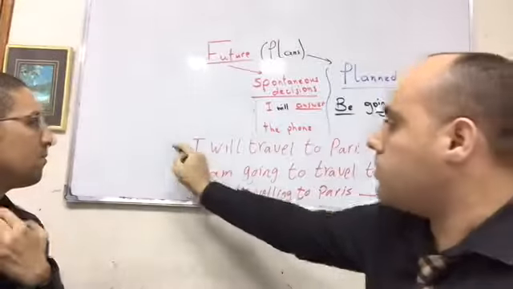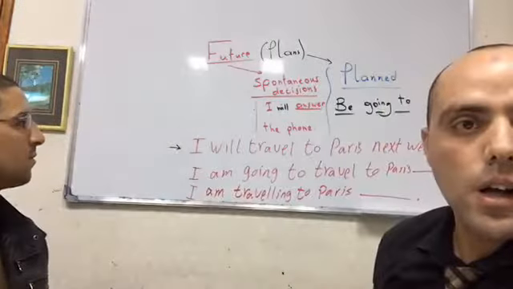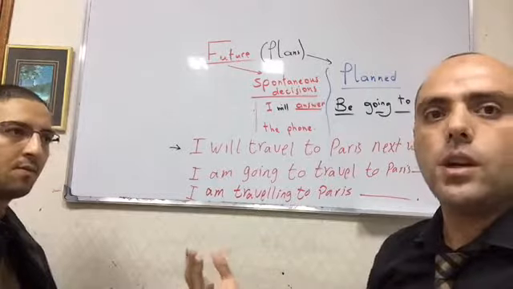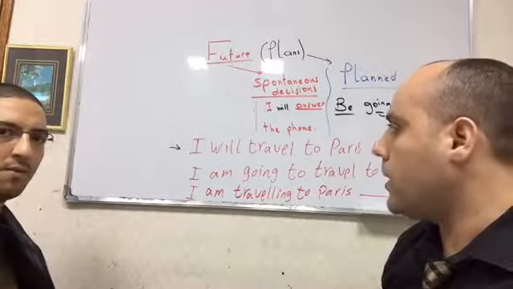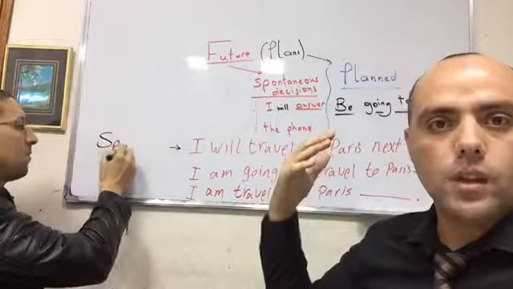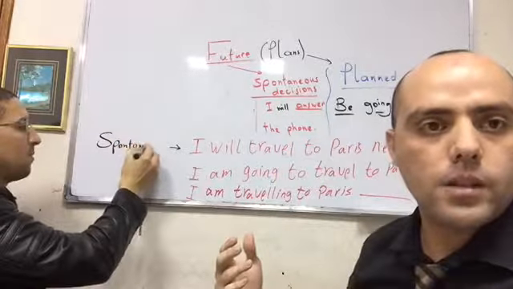So let us see. Here, as Mr. Ahmed told us, we're going to use will with just spontaneous decisions. Just like I'm sitting right now and I've made a decision that came out of my mind.